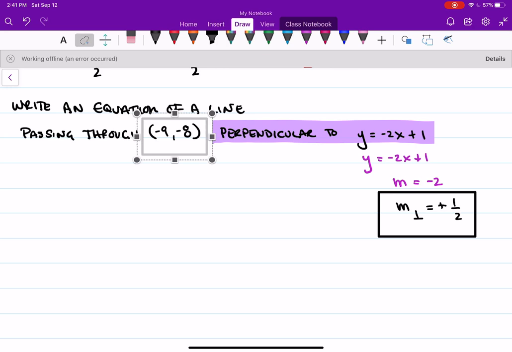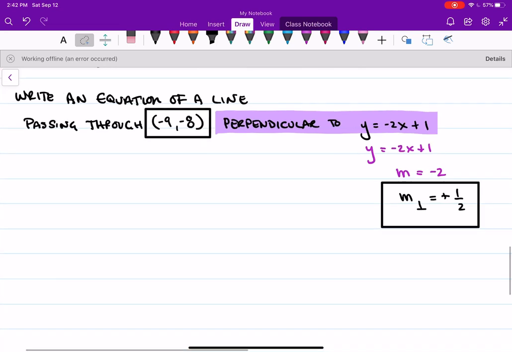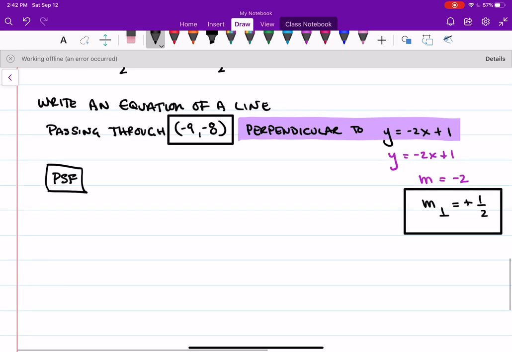All right, so these are the only 2 pieces of information I need. I'm going to use those 2 pieces of information and get the equation of a line. So let me see here. I'm going to go ahead and do it as a PSF. Okay, as a PSF, I know what I want to do. Let's do that in red.